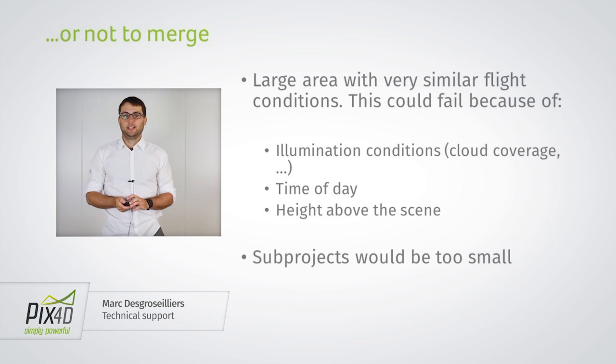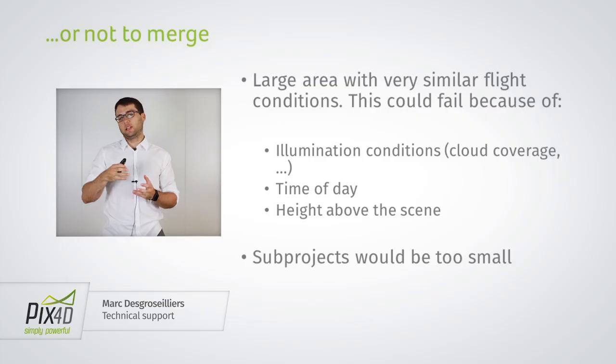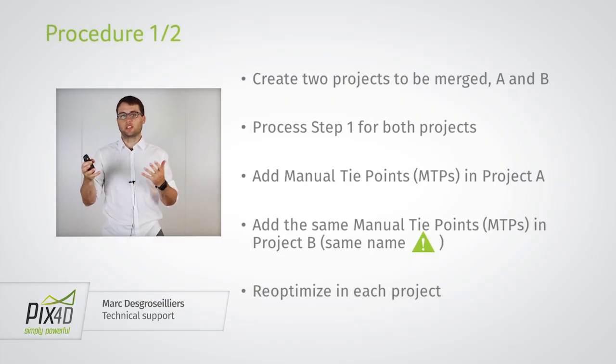Good. So let's move on and let's go into the procedure. How does it actually work? How does the merging work? So what you will do, and let me say that we have project A and project B, is you're going to process the first step in each project. So let's say that project A has nadir images and project B has oblique images.